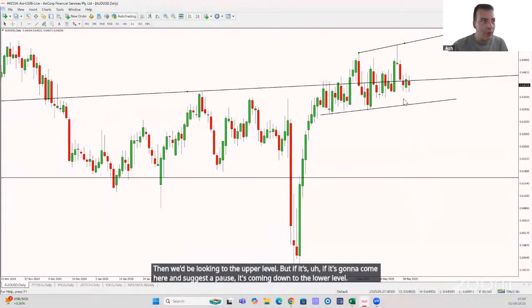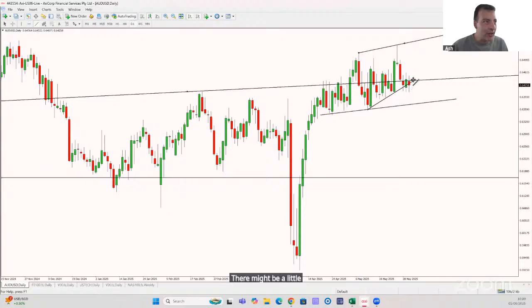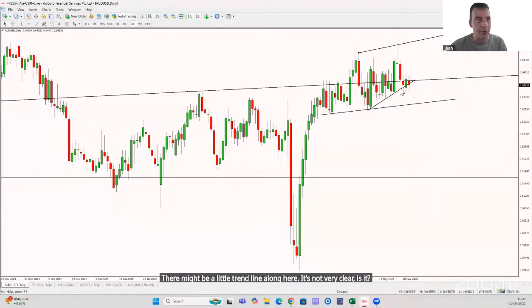So what I would read from this right now is that it's a bit too choppy to take a trade. There might be a little trend line along here. It's not very clear, is it? So this one you'd want to wait on.